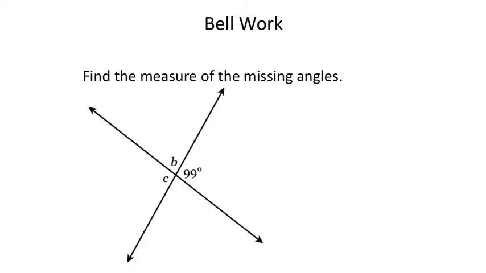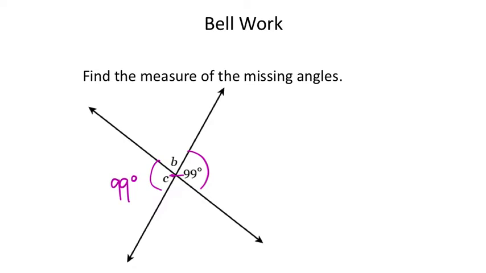No problem. We can find these pretty easily. I can see, starting out here anyways, that the 99 degree angle and angle C here are vertical, which means angle C is also 99 degrees.